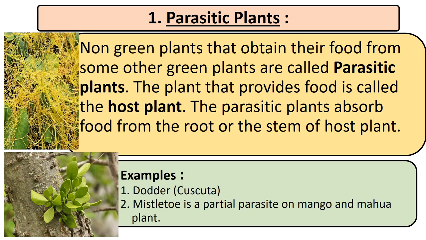Non-green plants that obtain their food from some other green plants are called parasitic plants. The plant that provides food is called the host plant. The parasitic plants absorb food from the root or the stem of the host plant. Few examples: dodder, or commonly known as cuscuta. Next, mistletoe is a partial parasite on mango and mahua plant.